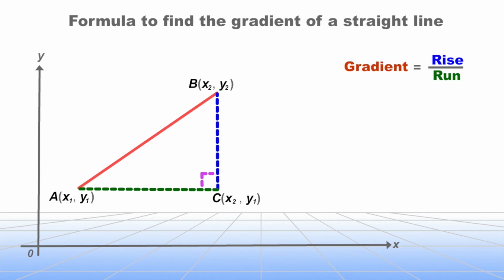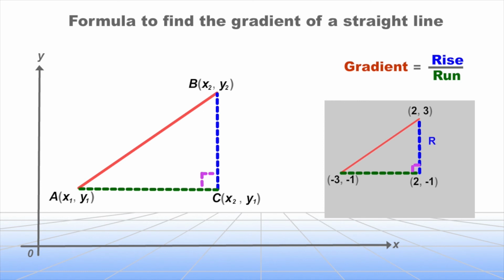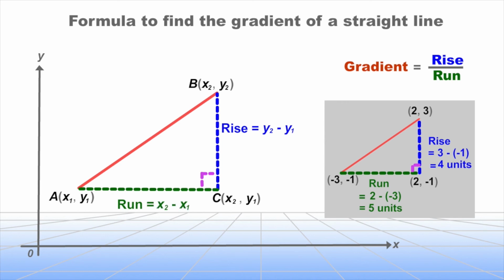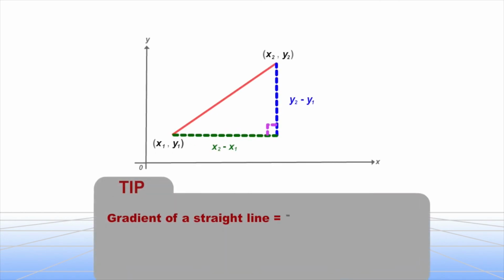Let us now take reference from the previous example. The rise was given by the difference of the y coordinates 3 and -1. Thus, the rise, or length of BC, is given by y2 minus y1. Similarly, in the previous example, the run was given by the difference of the x coordinates 2 and -3. Thus, the run, or length of AC, is given by x2 minus x1. Hence, the gradient of a straight line is equal to rise over run, which can be written as y2 minus y1 over x2 minus x1.